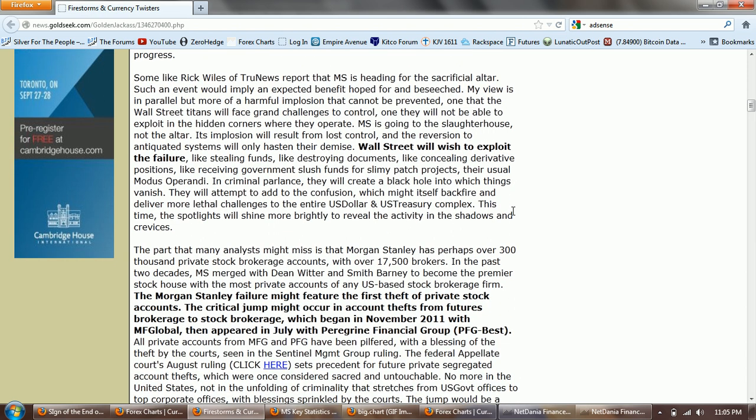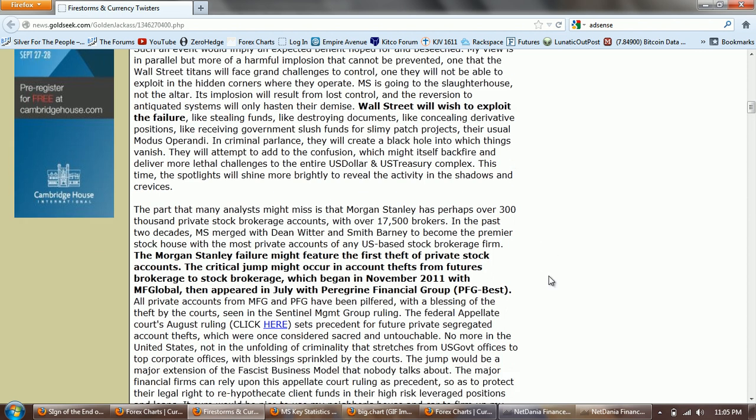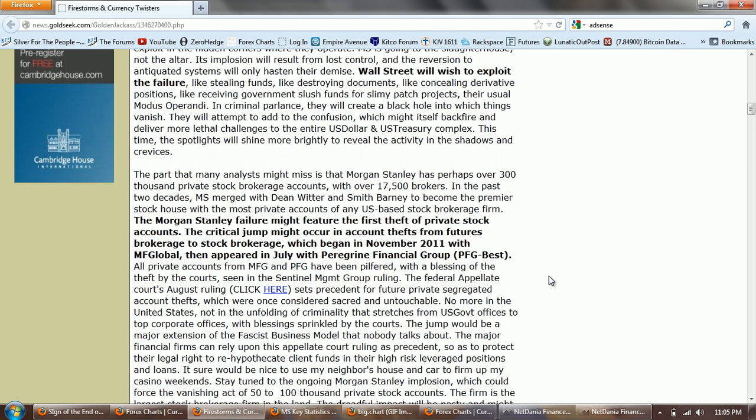Wall Street will wish to exploit the failure. Like stealing funds, like destroying documents, like concealing derivative positions, like receiving government slush funds for slimy patch projects, their usual modus operandi. In criminal parlance, they will create a black hole into which things vanish. They will attempt to add to the confusion, which might itself backfire and deliver more lethal challenges to the entire U.S. dollar and U.S. Treasury complex. This time, the spotlights will shine more brightly to reveal the activity in the shadows and crevices.